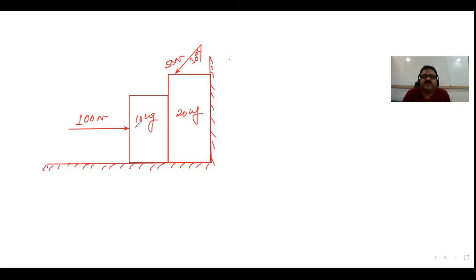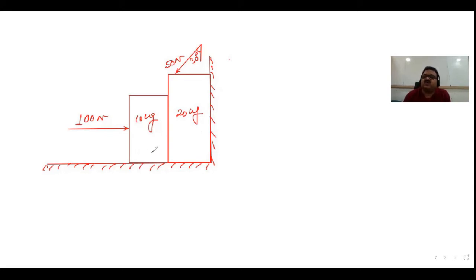Now students, there is a problem given. There are two masses, 10 kg and 20 kg. The 20 kg is attached to the wall, and a force of 100 Newton is acting from this direction, and a force of 50 Newton is acting on the 20 kg mass along this direction. Find the value of the normal forces or normal reaction exerted by the ground on 10 kg mass, 20 kg mass, wall on 20 kg mass, and 10 kg on 20 kg mass. Correct? So how to solve this question?